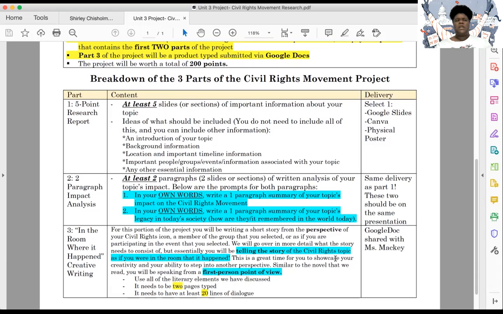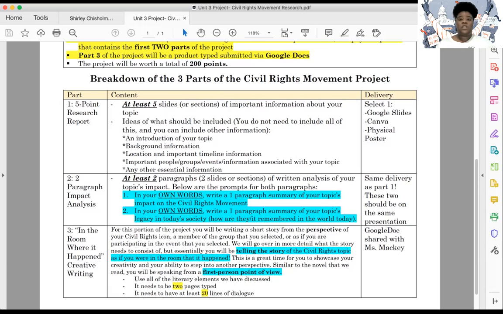Okay. So just think about, like, if I did a person, I need to be writing a story about what they did, right? Just like with the book we read. If you're writing about the NAACP, the Black Panthers, the Freedom Riders, you're going to act like you are a part of that group and tell your story. Or if you're writing about an event such as the sit-ins, the 16th Street Baptist Church bombing, you're going to act like you were there.